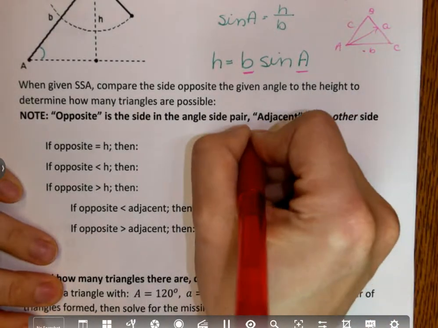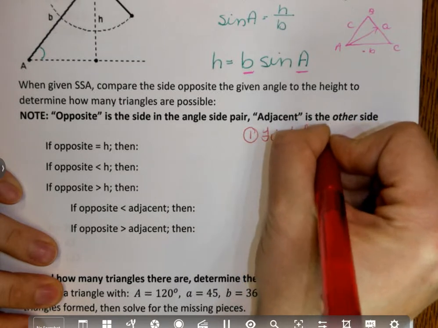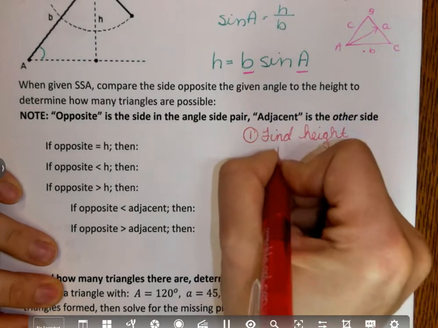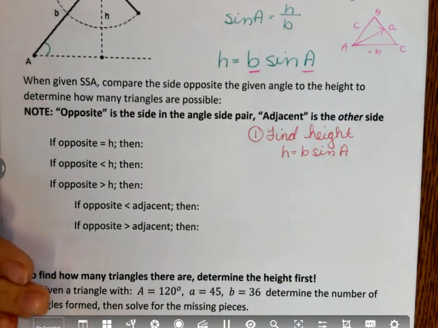So your first step is going to be to find the height. And you are just going to use h equals b sine a to do that.